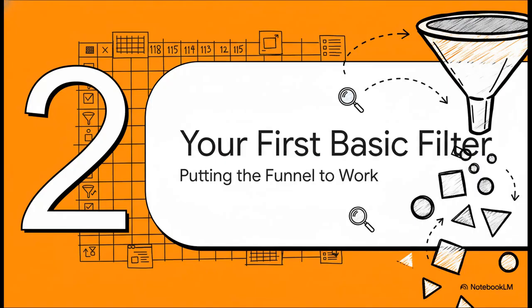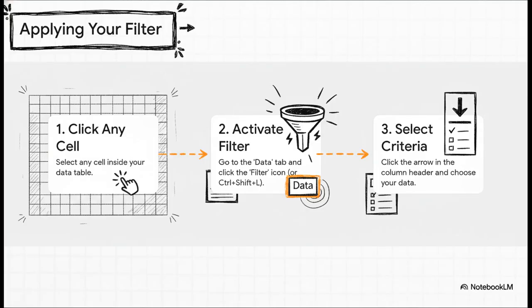Okay, so how do we actually put this thing to work? You'll be surprised how easy it is. Let's take a look at a festival schedule, for example. Applying your first filter is literally just 3 steps. First, just click any cell inside your data. Doesn't matter which one. Second, pop over to the Data tab and hit that filter icon. Or, pro tip, just use the shortcut, Control-Shift+L. And boom, step 3, click that new little arrow that just appeared in your column header and check the box for what you want to see.